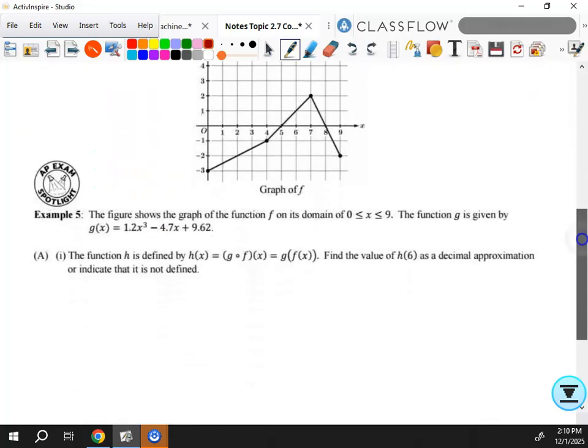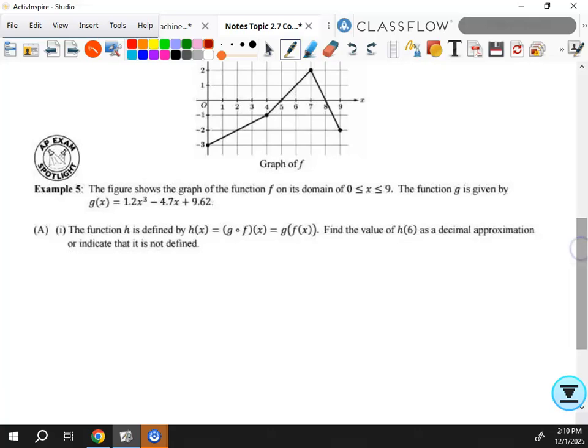Next example here. So it says that the figure shows the graph of f on its domain from 0 to 9. The function g is given by this right here. You got to make sure you have them identified correctly and that you're using them in the right order. Then they have also defined h for us. H is g of f of x, no matter how you write it. And we want to find h of 6.